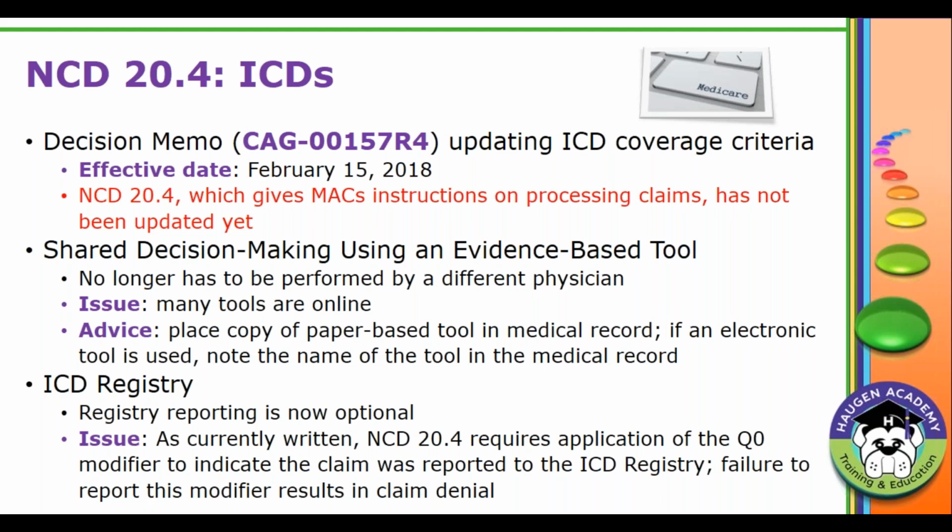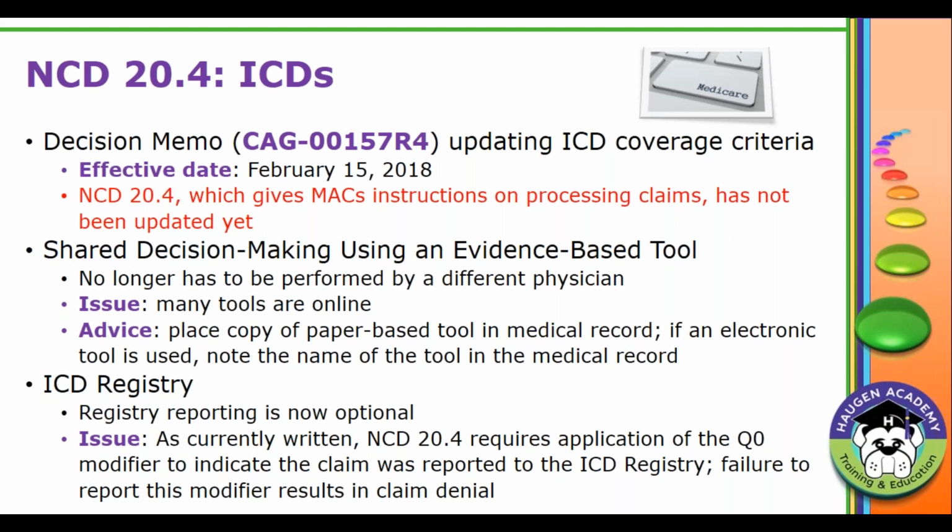So the decision to place an ICD has to be made based off of a shared decision making using an evidence-based tool. And this used to be something that had to be performed by an independent physician, not the doctor who was placing the device. However, that is no longer the case. It can now be done by the same doctor who's placing the device. The problem is that you have to have proof that this shared decision-making using an evidence-based tool was used to make the decision to put in an ICD, and a lot of those tools are online. So the advice is to place a paper copy of any paper-based tools that you use in the medical record, because if you get audited for coverage, you need to make sure that that's available.